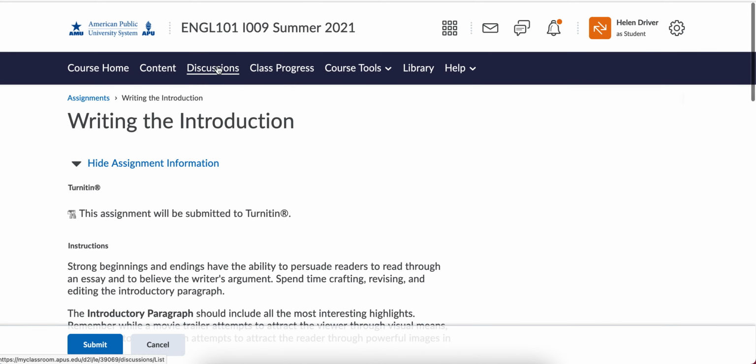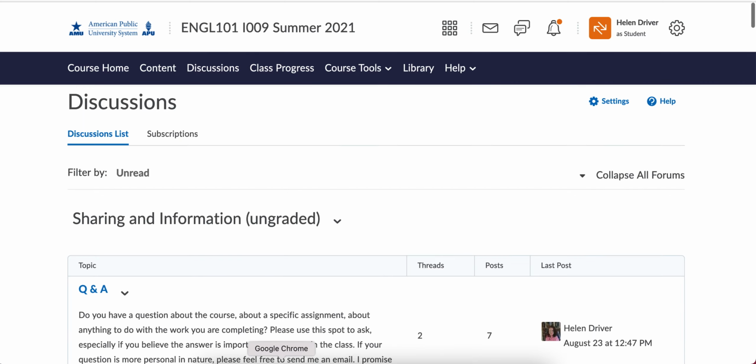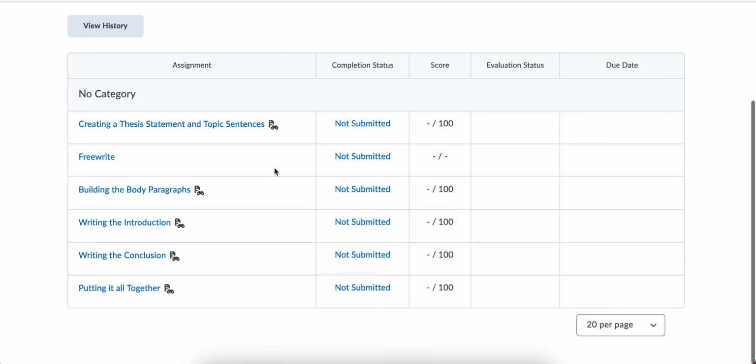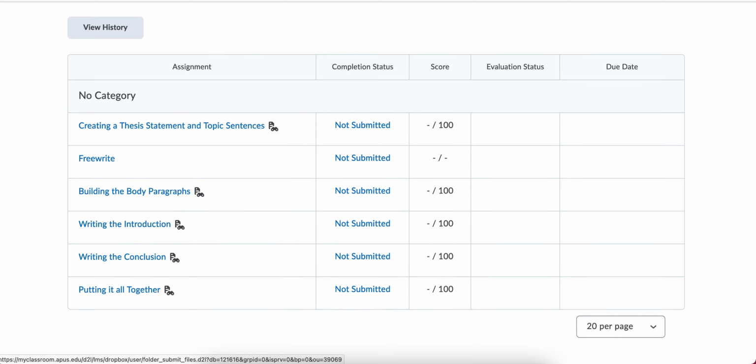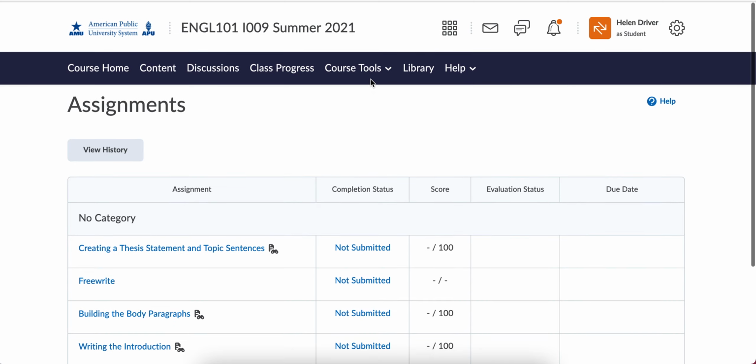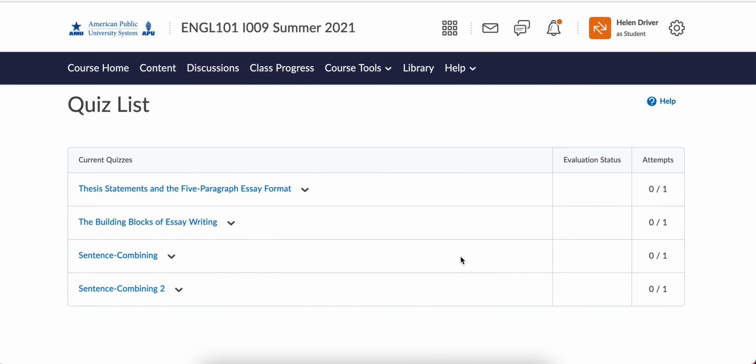So you have a discussion forum, which discusses the one essay you're writing for this course. Then you have your assignment, or the one assignment, which is the introduction, and that discusses the other essay, the one that you're turning in as the assignment for this course. And then one final thing you have due for this class is a quiz, and that discusses sentence combining. All right, so that's it for the week.